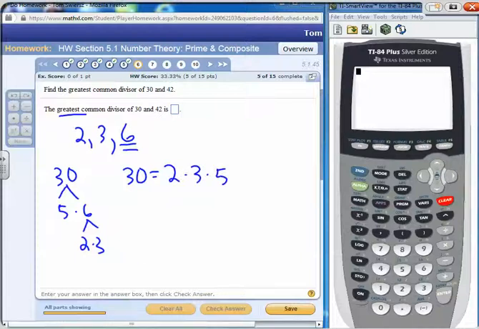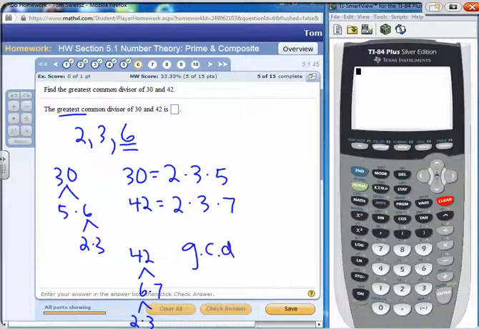42, let's do 42. 42 is 6 times 7, and 6 is 2 times 3. So 42 is 2 times 3 times 7. Now, the greatest common divisor are the divisors that are common to both. So common to both is 2 and 3, and it is the smaller of the exponents.